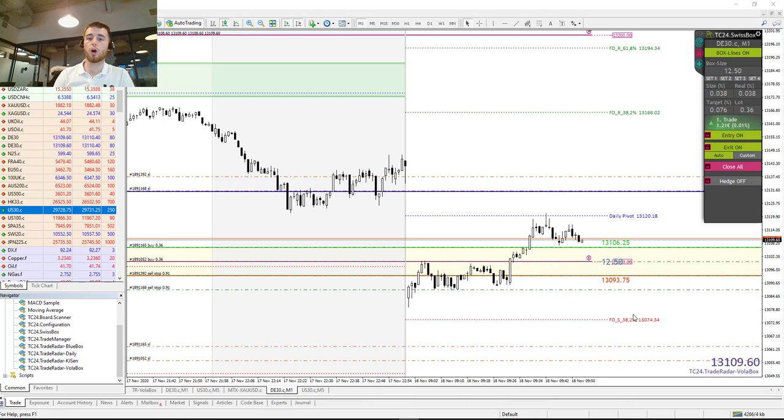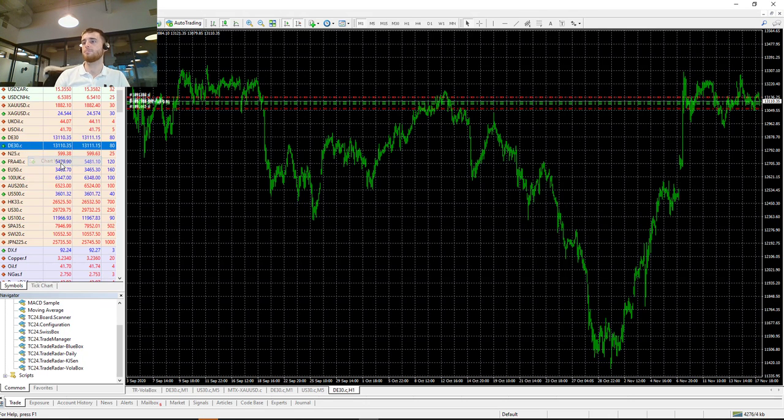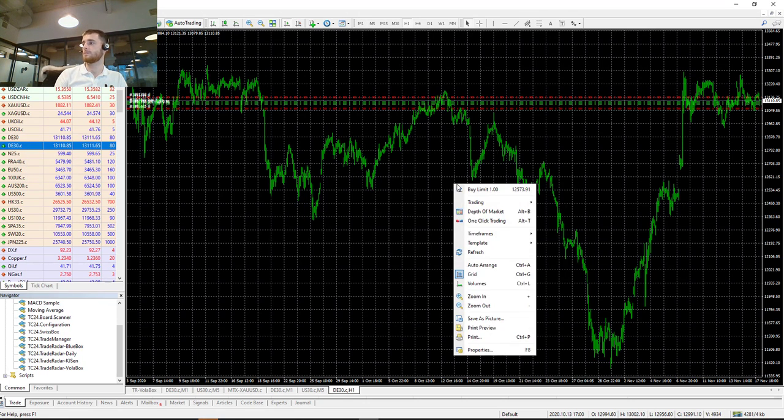We're going to be trading the German market opening. So as you can see on the screen, I've already got a couple open, but we're going to go through the whole process. First of all, we're going to open up a DAX chart. And we see the chart here.